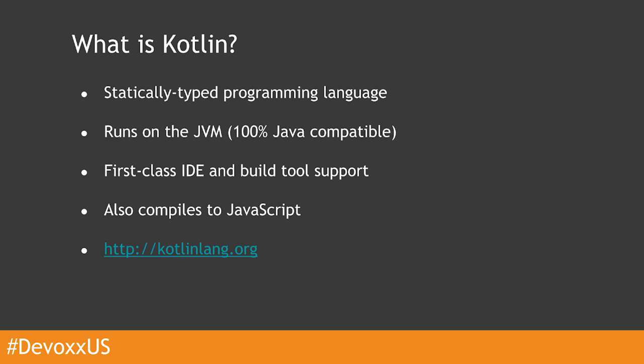So Kotlin's a statically typed programming language for the JVM. Like many other JVM languages, like Groovy, it's 100% Java compatible. And it also has very good first-class IDE support in IntelliJ, JetBrains, and Android Studio. And it kind of also compiles to JavaScript, but you know, that's weird, whatevs.